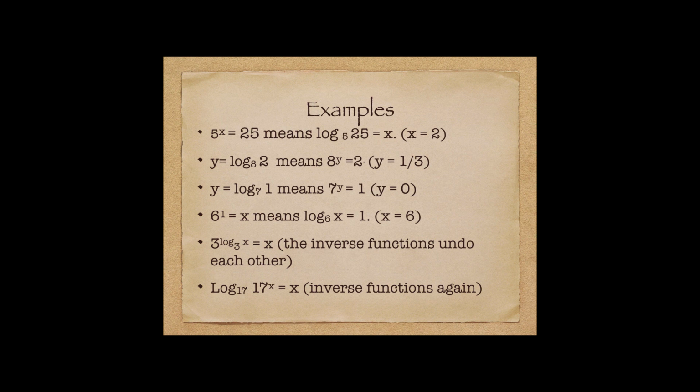And the inverse functionality of these is shown in the next two. So if you have 3 to the log base 3 of x power, that whole thing is the power. That just ends up being x because those inverse functions undo each other. And the last one, log base 17 of 17 to the x power equals x. Again, inverse functions, but notice that you have to have the same number. If this was log base 17 of 5 to the x power, the answer wouldn't be x. That base has to be the same number.